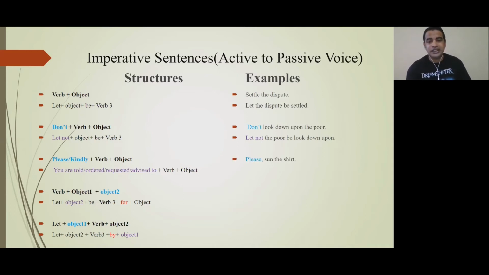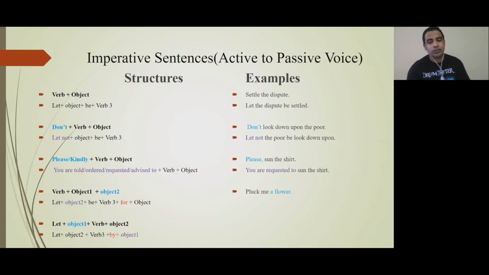And another was please sun the shirt. Yes, sun is a verb here. So don't bother about this. Please sun the shirt. It will be you are requested to sun the shirt. As it mentions please, so you have to use you are requested to.